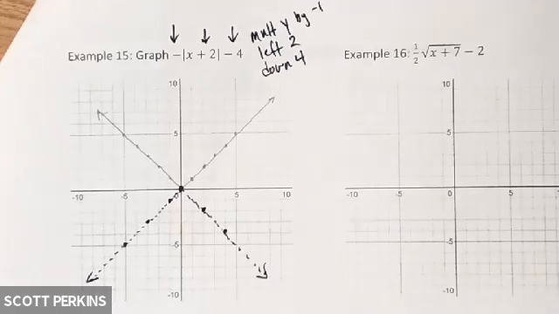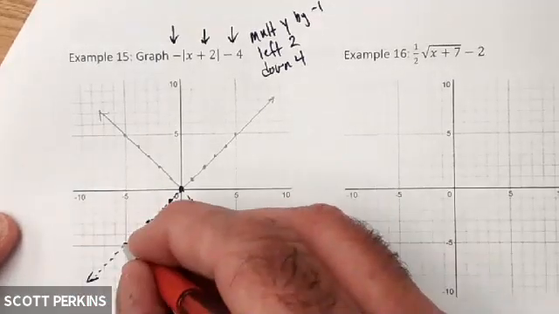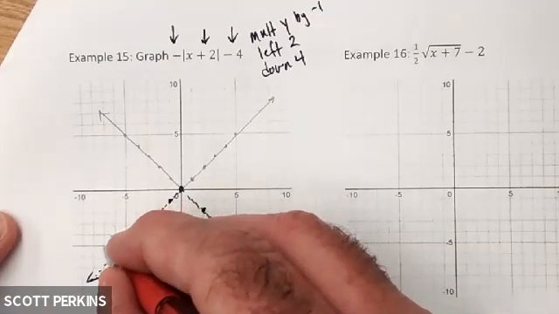Phase 2, which I'll do in red to hopefully make it contrast enough on the screen. I'm now going to do the translation. That's always the second step. The translation, I'm going to move every point that I have left 2, down 4. So I'm just going to start over here with this point, and you can do this with as many points as you need to. I'm going to go left 2 and then down 4.